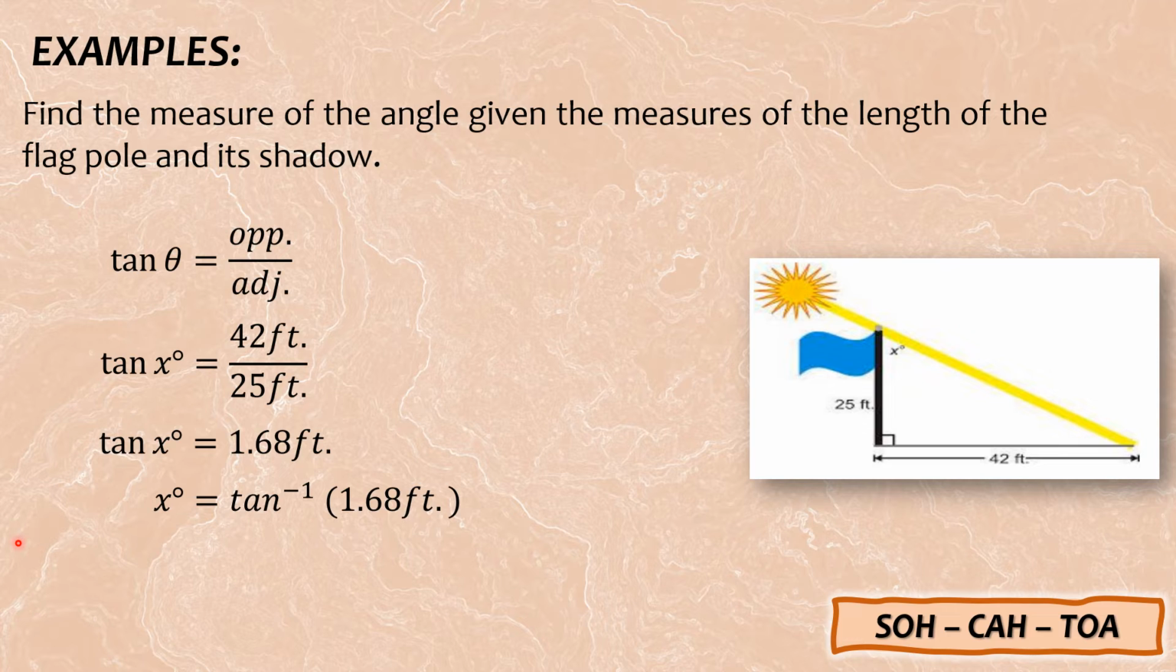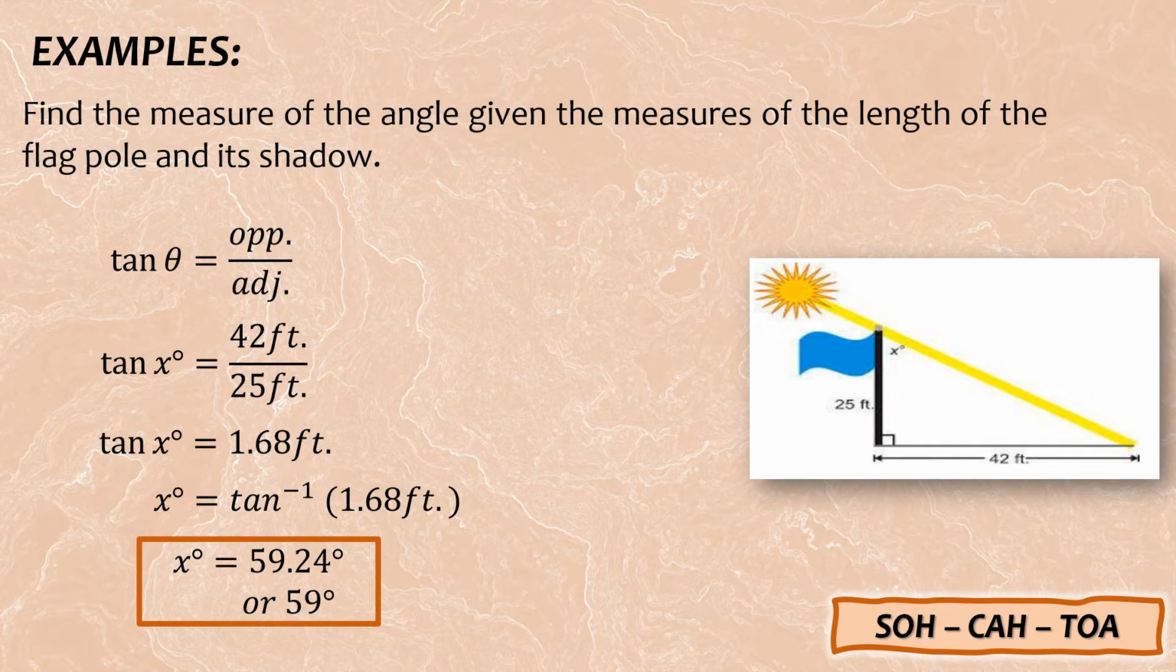So, sa inyong scientific calculator, itype lamang or pindutin ang shift and then tangent. Kasi kapag tangent lang ang pinindot nyo, hindi natin makukuha yung negative 1. So, again, pindutin ang shift or second function. Iyon ay nasa upper left or nasa taas sa kaliwa ng inyong calculator. So, shift and then tangent and then pindutin ang 1.68. So, therefore, the value of x degrees or the value of the angle is 59.24 or 59 degrees.